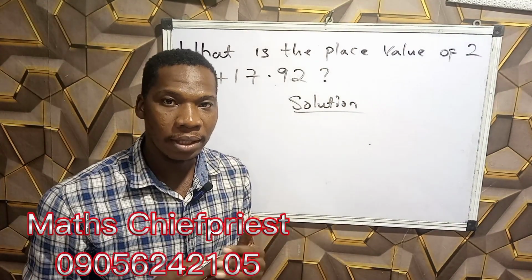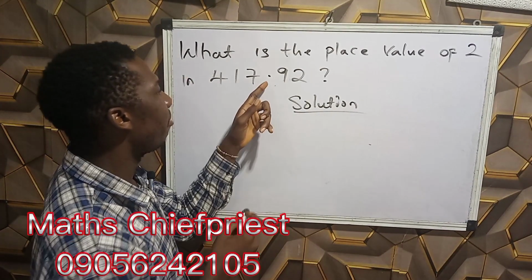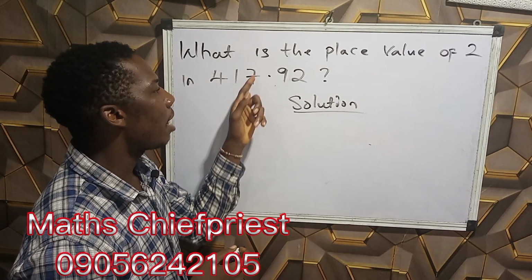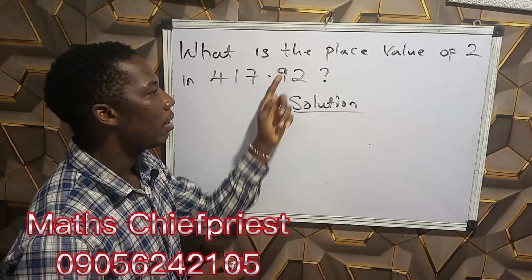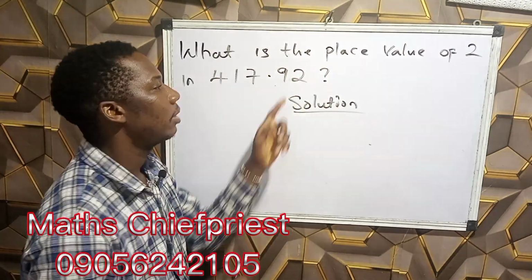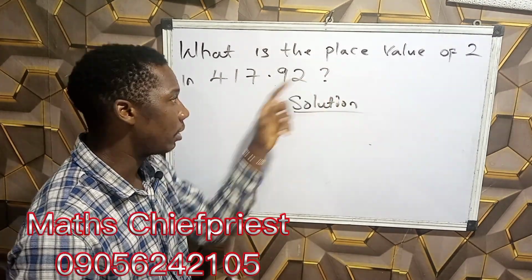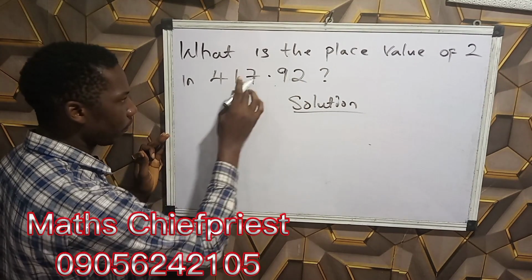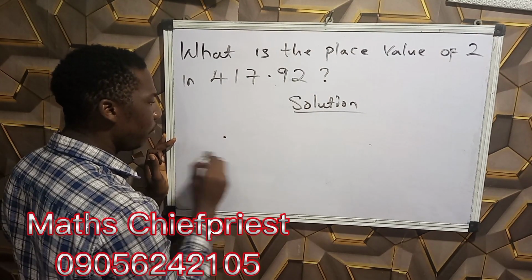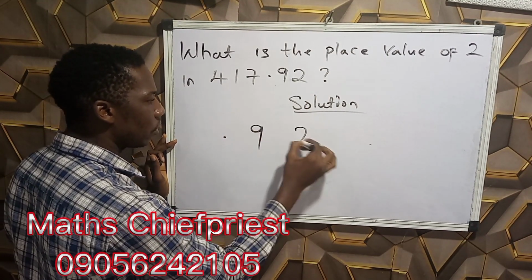Remember from our previous class, I said how I read this: from my left, my unit, my tens, my hundred, and from my right, my tenth, my hundredth, my thousandth. There's no thousandth, so I won't put it. So they ask, what is the place value of 2 here? From the decimal point, 9 2.